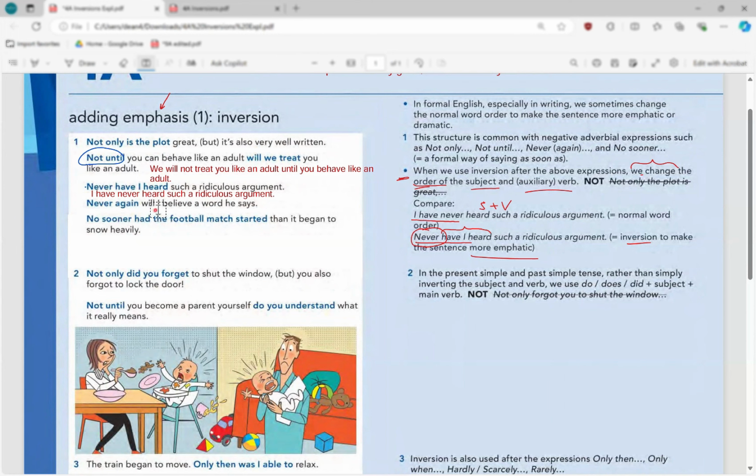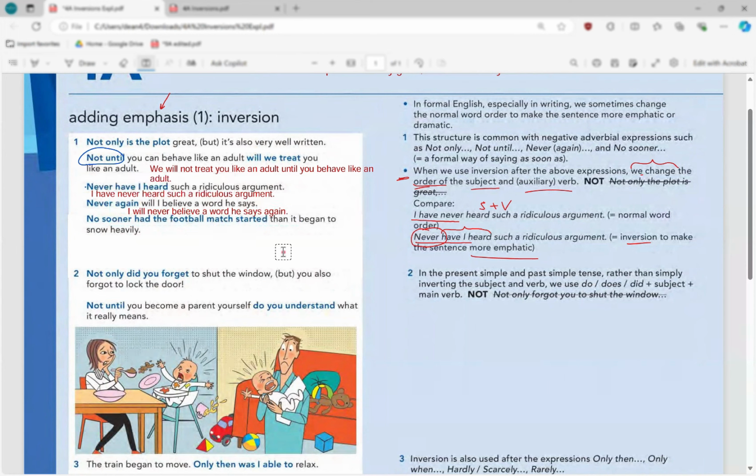Okay. Never again will I believe a word he says. If I want to make it normal, I will never believe a word he says again. You see, this is a normal structure.